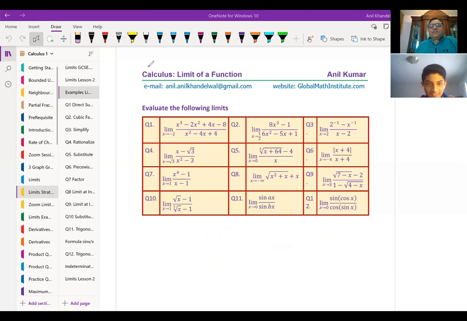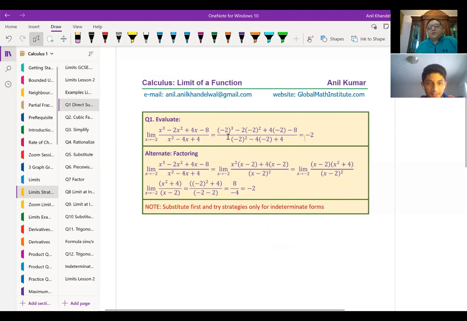Okay. So let me just share with you the answer of this direct substitution. When I substitute minus 2 here, what I get after simplifying and calculating is minus 2. So that is the limit of the function. You note that the denominator is x minus 2 whole square. So it has a vertical asymptote at x equals plus 2. Do you see that? Plus 2, not minus 2, correct?